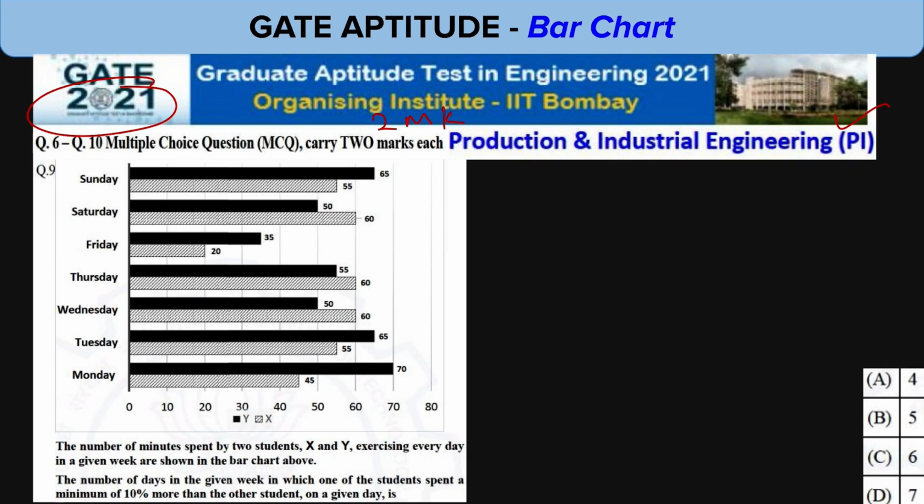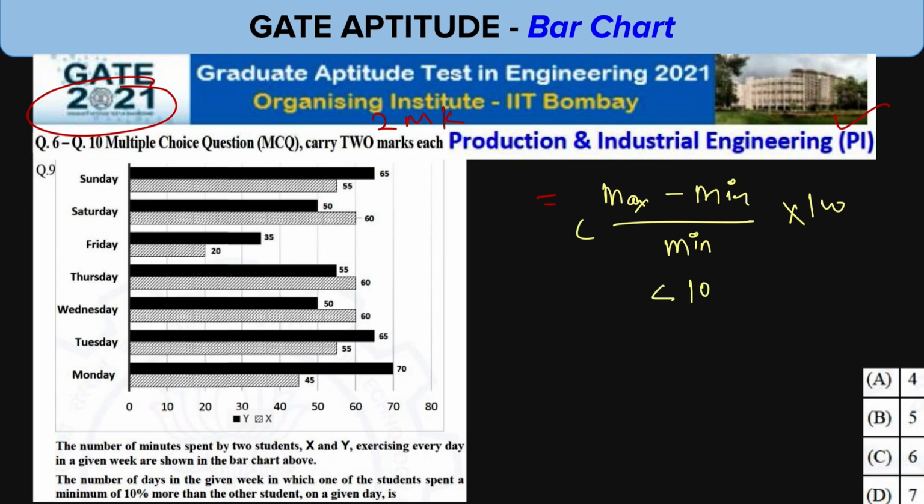It's very simple. What you have to do is calculate (max minus minimum) divided by minimum, into 100. So this ratio should be less than 10. Oh sorry, this ratio should be greater than 10%. Okay, let's see that.